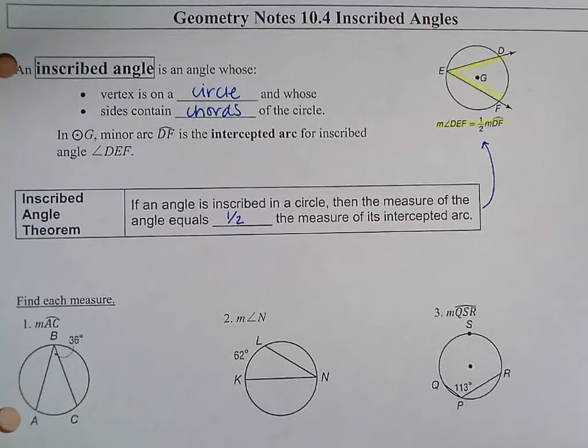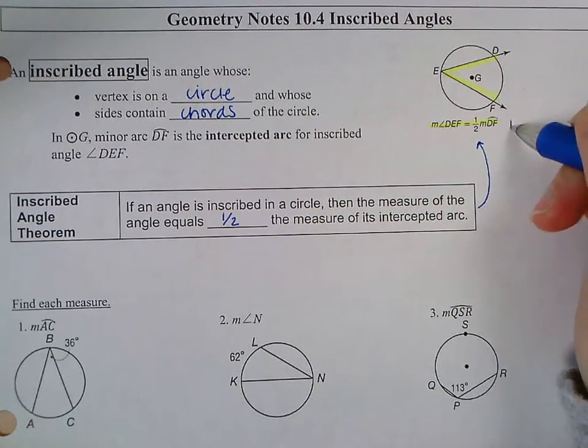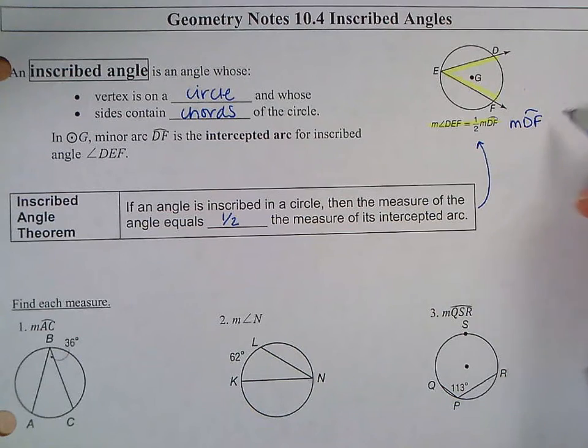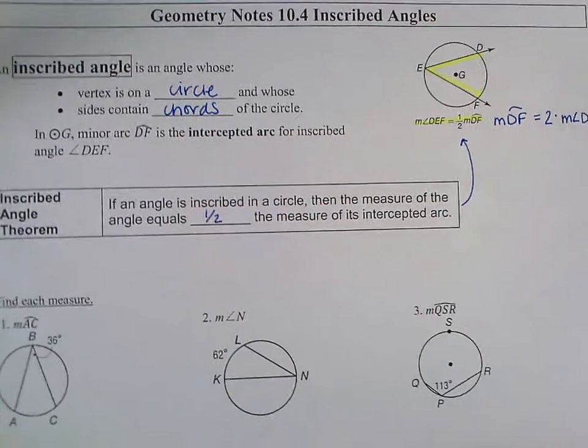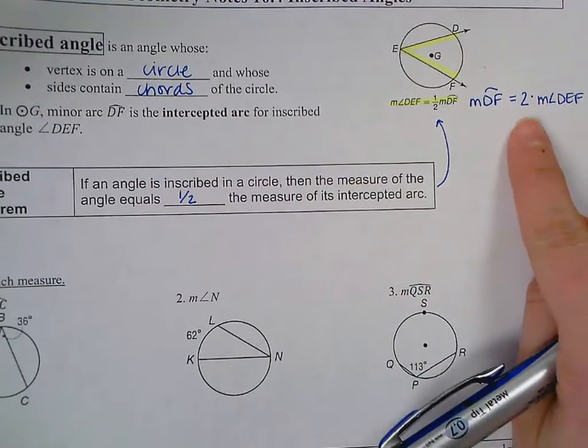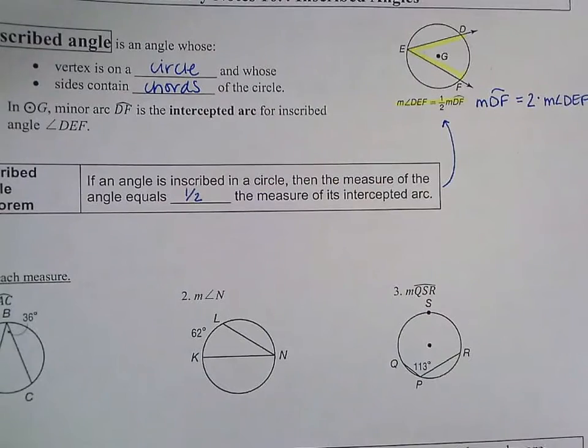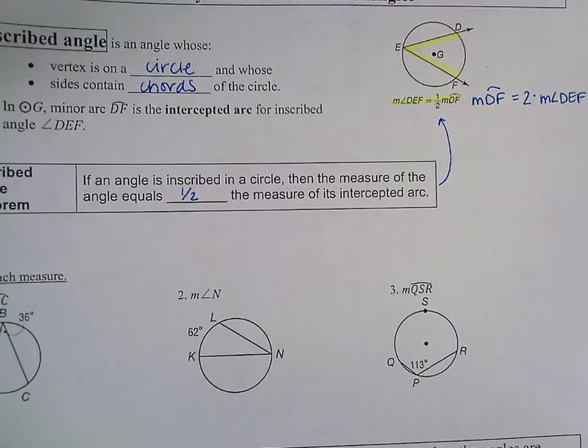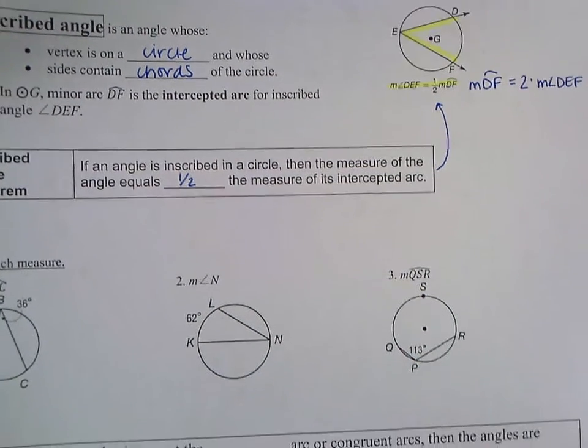Another way to phrase that equation: the arc measure is twice as big as the angle measure. So the measure of arc DF would be equal to 2 times the measure of the angle. That's a different way to set up that equation. The angle is 1/2 of the arc, and the arc is twice as big as the angle. And that is the theorem being used in the first set of examples.